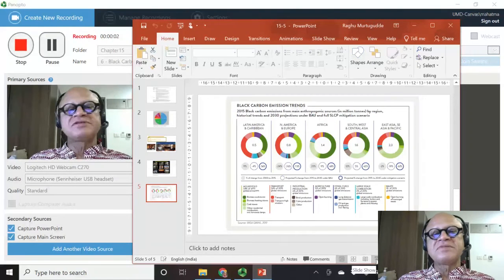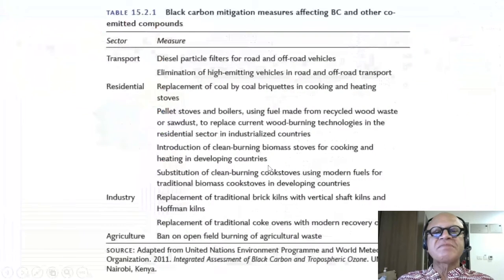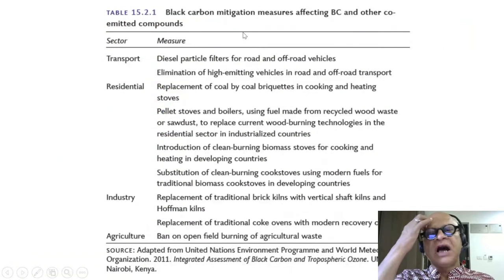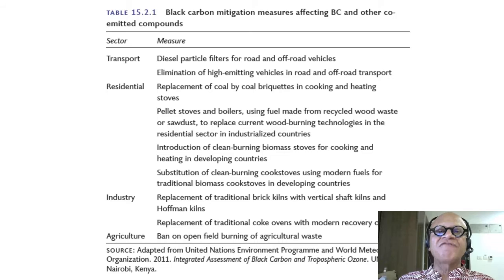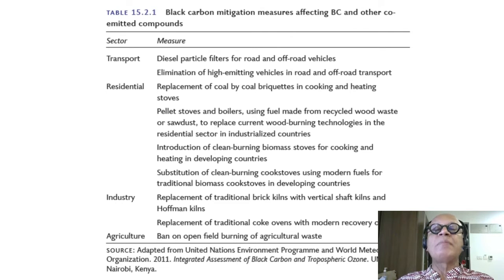Let's look at some specific measures for reducing black carbon emissions and how other co-emitted compounds are affected. Black carbon is always a product of combustion, but it's part of a bunch of emissions. So you have to look at other co-emitted compounds and how black carbon mitigation would affect them. The sectors are transport, residential, industry, and agriculture, and this is the measure that one would take.